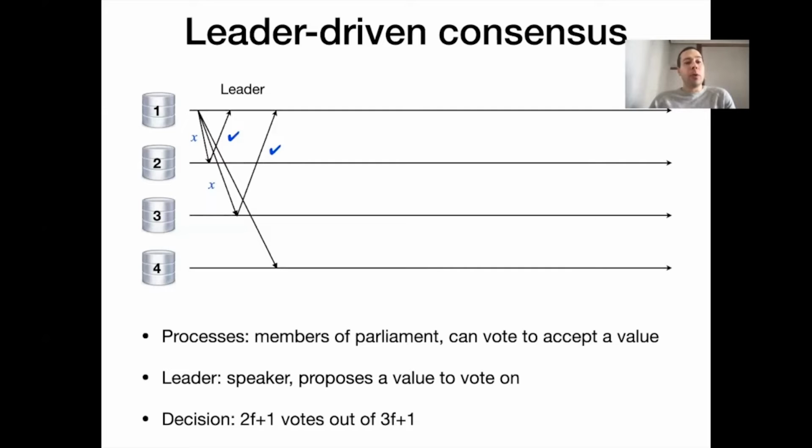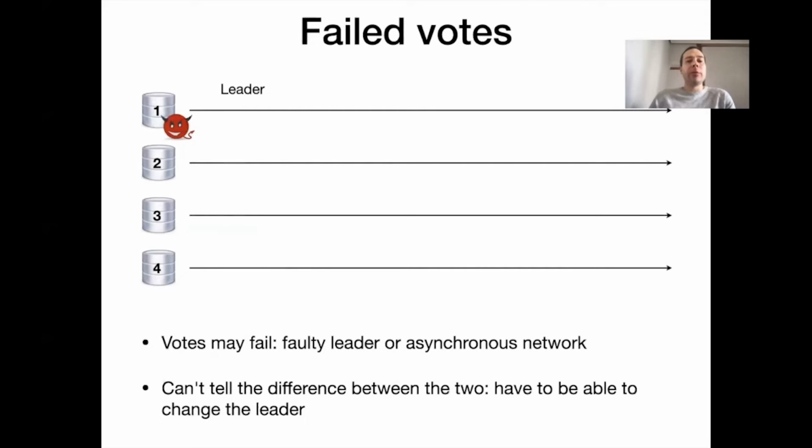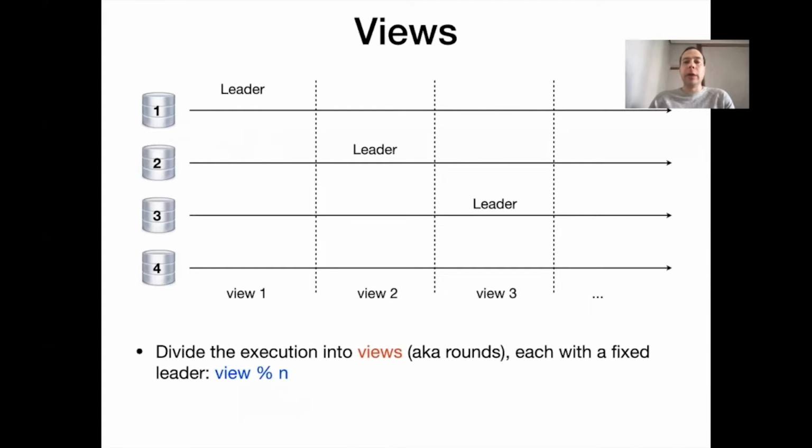Now, the challenge with liveness here comes from the fact that votes may fail. That can be because either the leader is faulty, so it makes no proposals at all, or because the network is asynchronous, and so the messages sent by the leader get lost. And we can't really tell the difference between these two situations, so to deal with this, we have to be able to change leaders. Usually this is achieved by dividing the execution into a series of views, where each view is associated with a fixed leader.